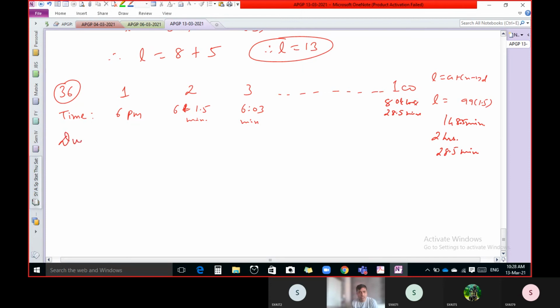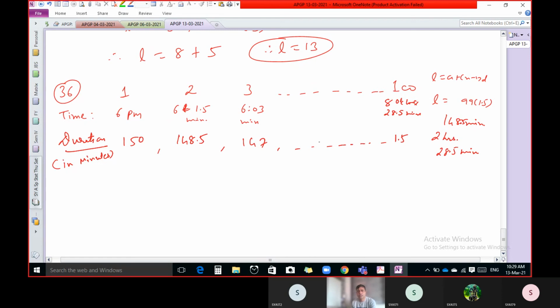So what is the duration? He burned them up to 8:30. So tell me the duration. 8 to 8:30 means how many minutes? 150 minutes. The first lamp burns the full 150 minutes, and each next lamp burns 1.5 minutes less. The last lamp burned for only 1.5 minutes.